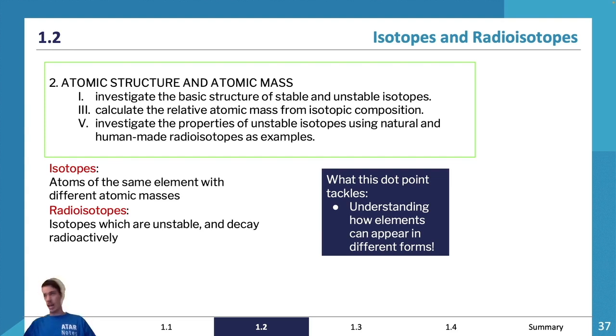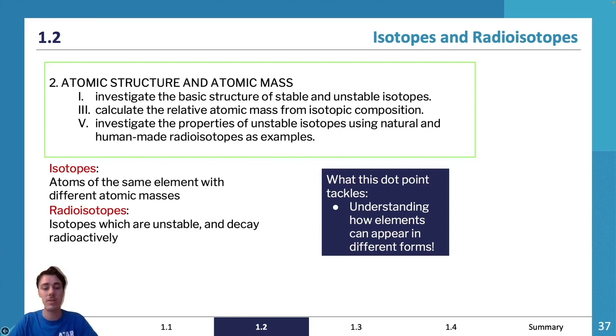Let's talk about carbon for our main example. Carbon has 6 protons and 6 neutrons normally. So carbon is carbon. It's the 6th element on your periodic table.